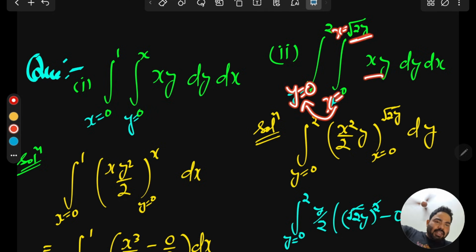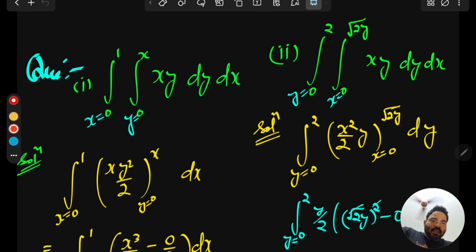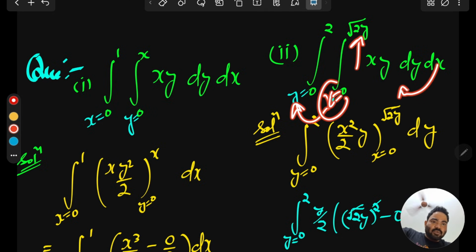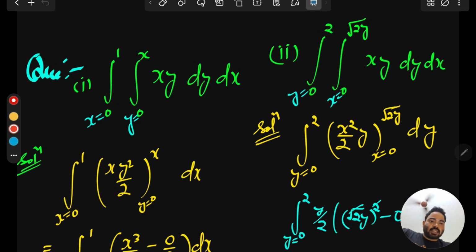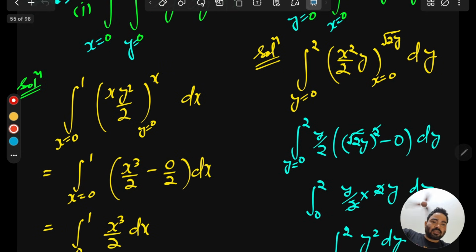Now if you are already clear with the limit, which one is the x limit and which one is the y limit, then it's easy to do. If this is a variable in y, that means this is the x limit, and if this is x, then again this is y. You have to do the integration first on the variable limit. So if this is the x limit, then just do the integration in x first. If you are going to do x first, that means y is a constant. So the integration of x is x square upon 2. You can take y outside and just put the x limit.